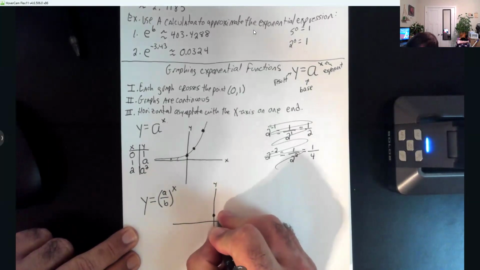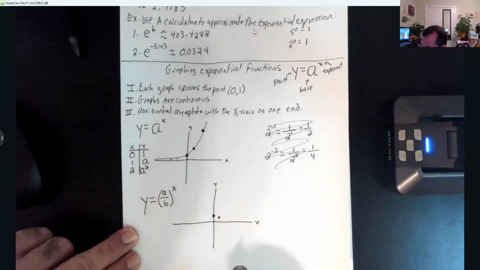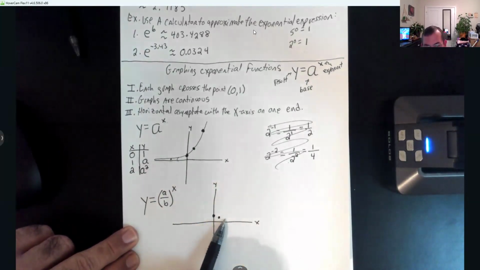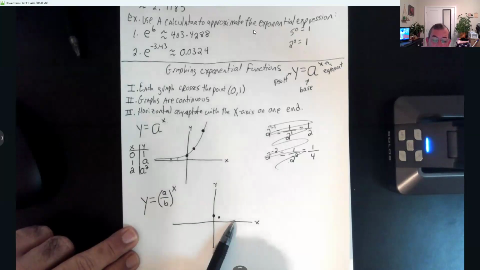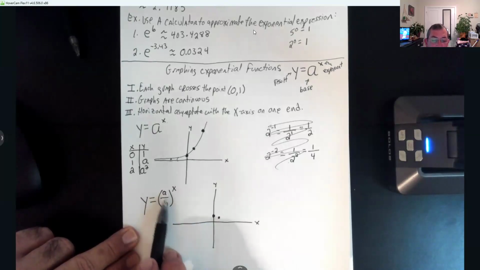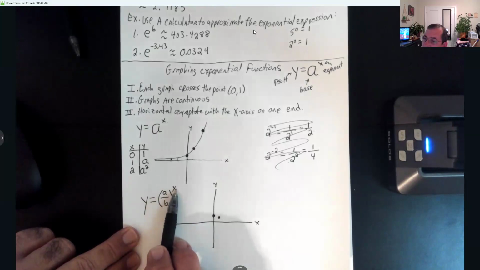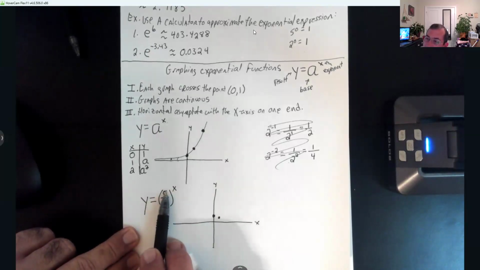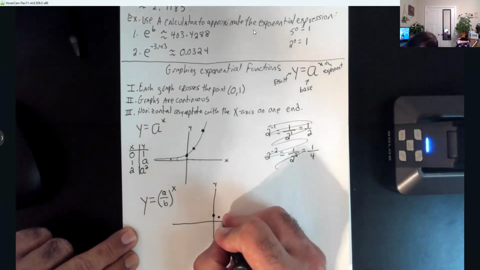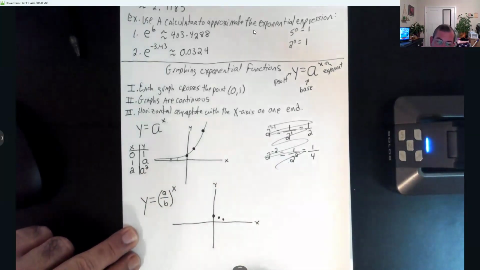So see, this side is going to want to shrink down towards that x-axis. Because if this was 2/3 and the exponent was 2, you square the top and bottom, that'd give you 4/9. Well, 4/9 would even be closer down, okay?